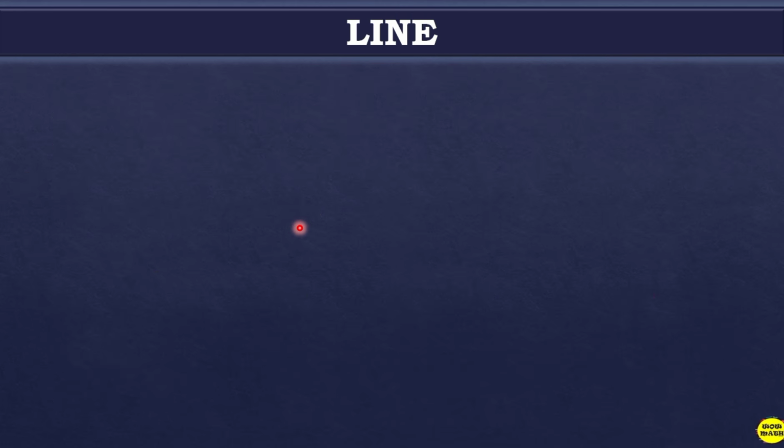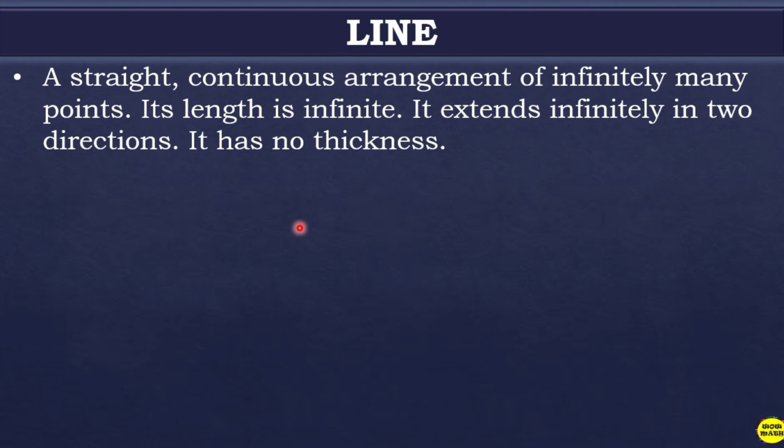Okay. Next, how about a line? So, what do we know? What we should know about a line? So, it is a straight, continuous arrangement of infinitely many points. So, pag sinabi nating line, it should be straight. Okay? Horizontal or it can be vertical. Basta straight siya. Okay? So, it is a continuous arrangement of points.